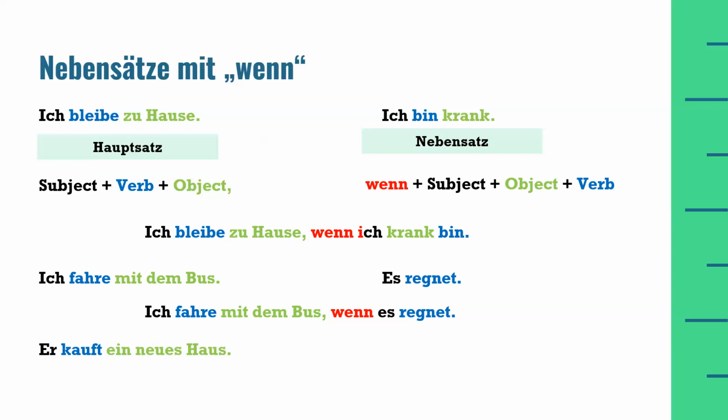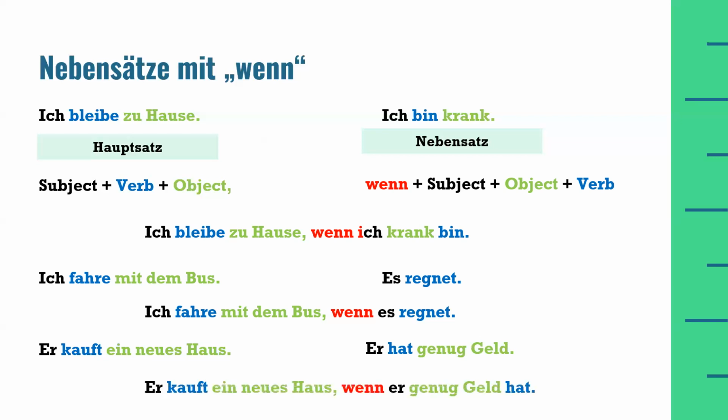Er kauft ein neues Haus. He buys a new house. Er hat genug Geld. He has enough money. Now, let's combine these two sentences with the conjunction wenn. It will be Er kauft ein neues Haus, wenn er genug Geld hat. He buys a new house when he has enough money.